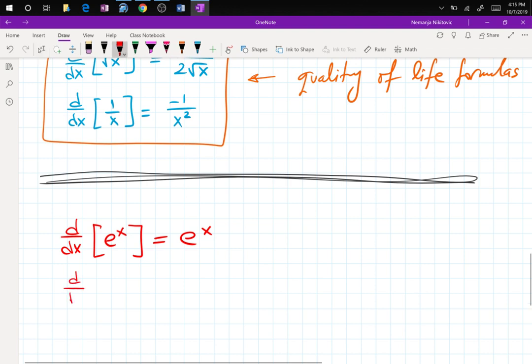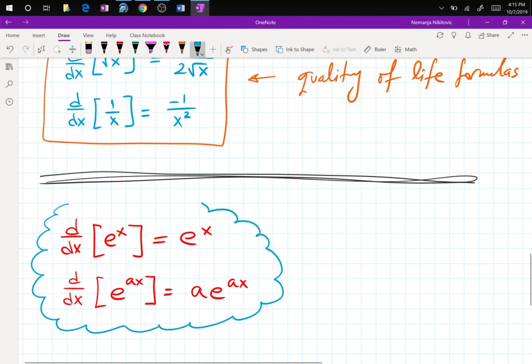Now, we generally use e to the ax, like e to the 2x, e to the 3x, e to the 5x, right? So that a is a number, and the derivative of that is a e to the ax. So generally, that's the one that we use about 90% of the time, maybe even more.